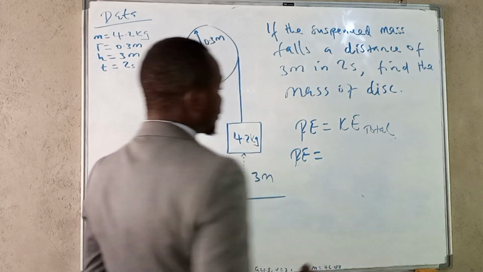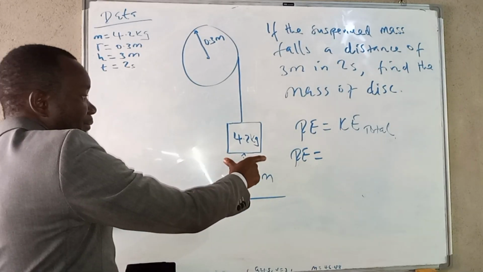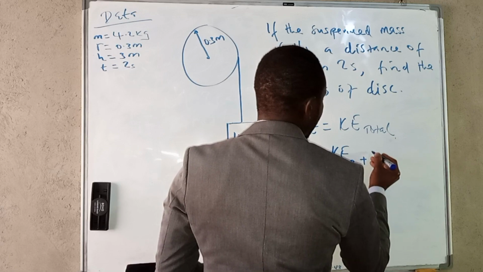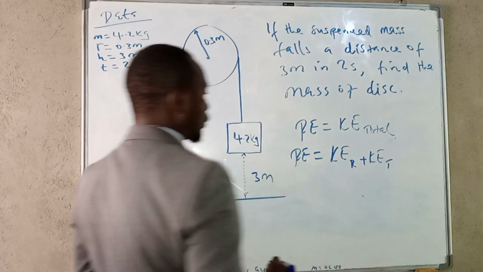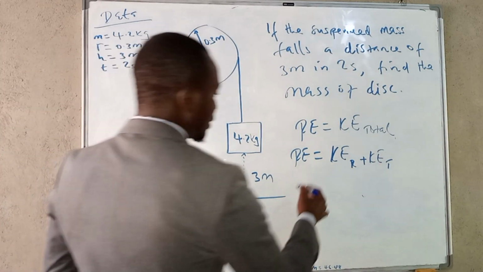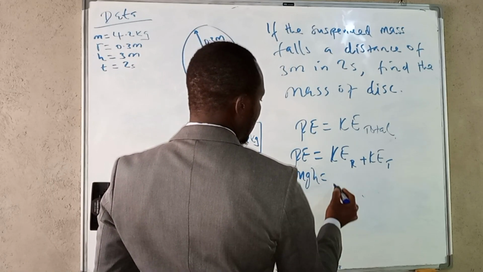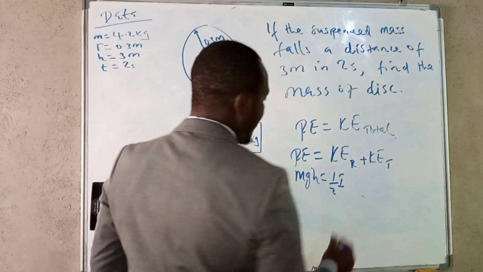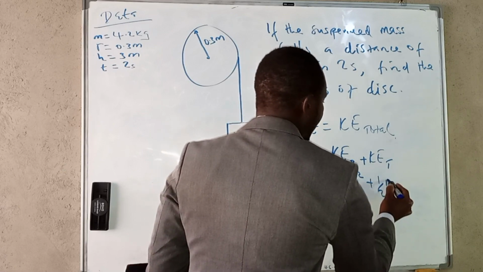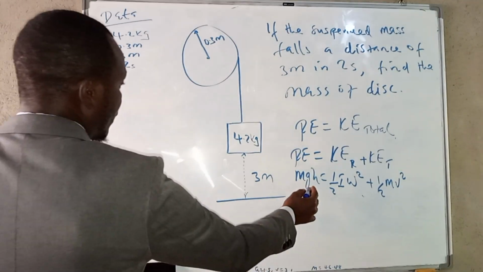As it falls, it is rotating and also covering some linear distance. So we have rotational kinetic energy plus translational kinetic energy. The potential energy, mgh, is equal to the rotational kinetic energy, half moment of inertia times omega squared, plus the translational kinetic energy, half m v squared. From this point, we can proceed as follows.